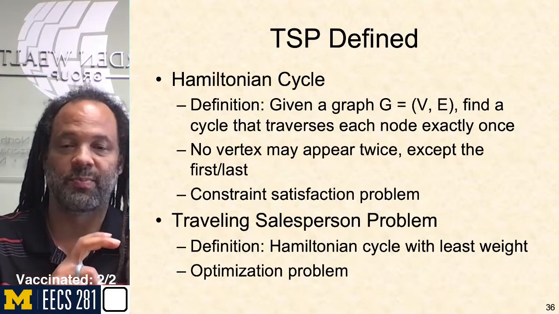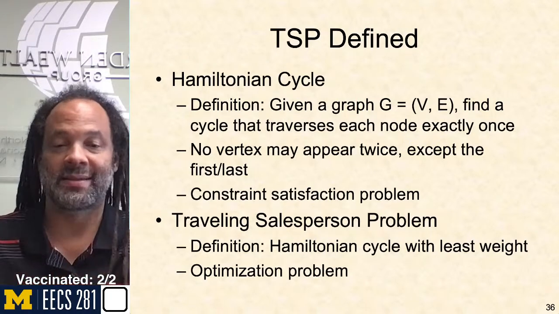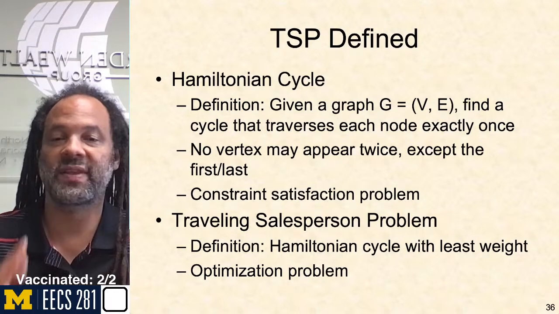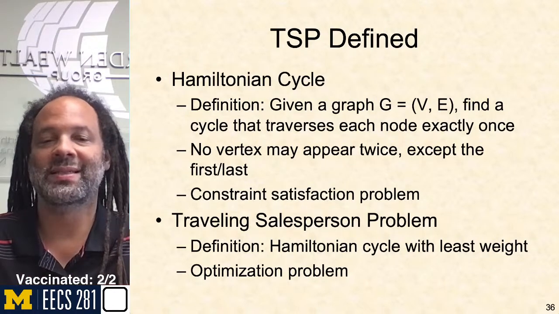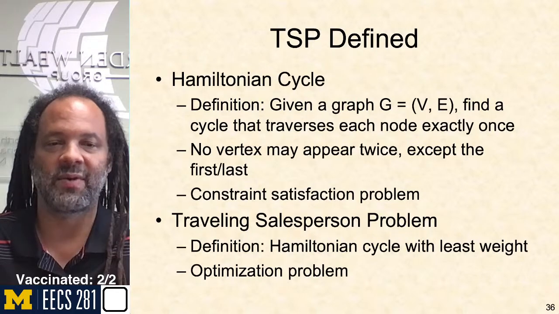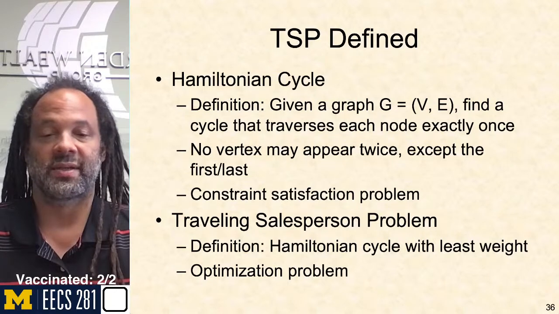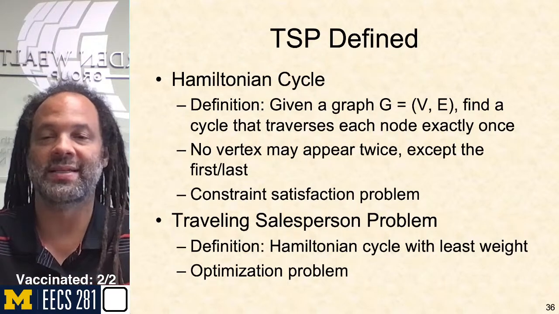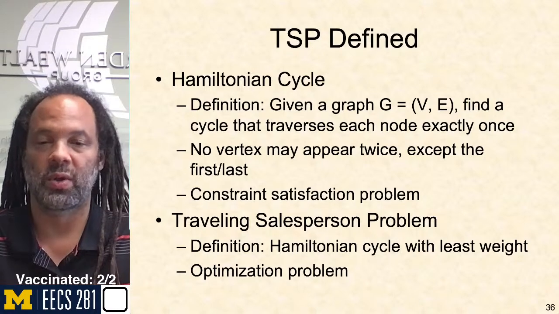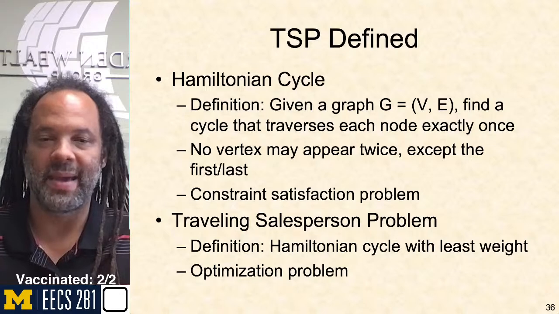Now, the traveling salesperson problem takes this Hamiltonian cycle and optimizes it. It says, I want a Hamiltonian cycle, but I want the shortest possible Hamiltonian cycle. Or we say the Hamiltonian cycle with the least weight, because I think of edges as having weights, and those weights in this particular instance represent distances, but the Hamiltonian cycle with the least weight in graph speak is what we're looking for. This is an optimization problem. That least weight makes it optimization.